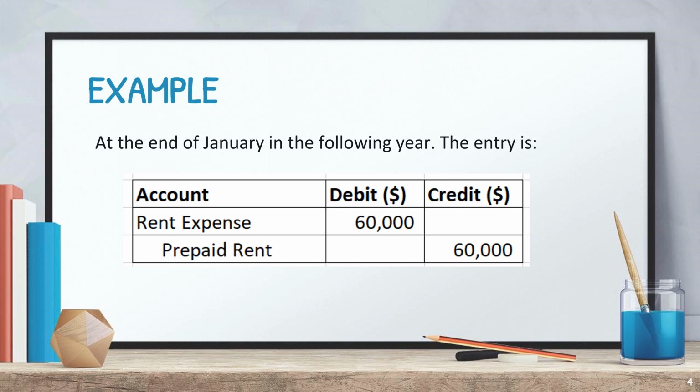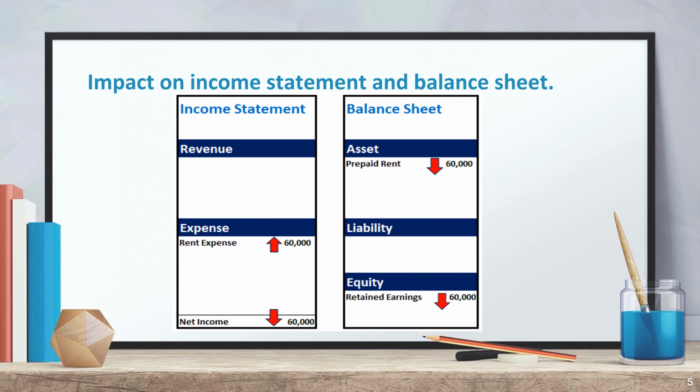By recording this adjusting entry, we are allocating the prepaid amount to the rent expense for the month of January. Let's now discuss the impact of this adjustment on the financial statements. On the balance sheet, the prepaid rent account decreases by $60,000, reflecting the portion of the prepaid expense that has been used up. Under the equity category, retained earnings decreases by $60,000 due to January rent expense incurred.